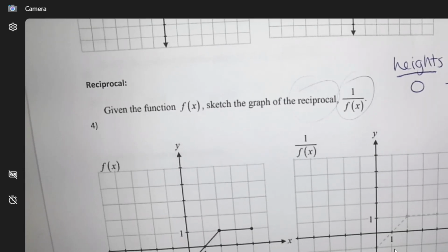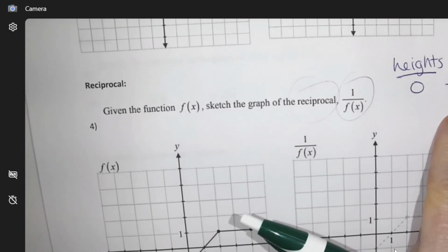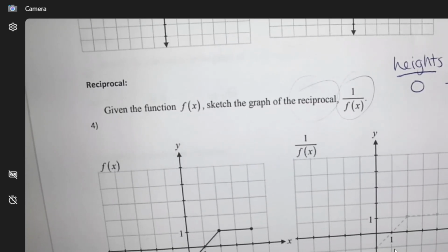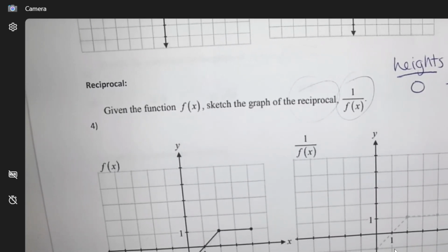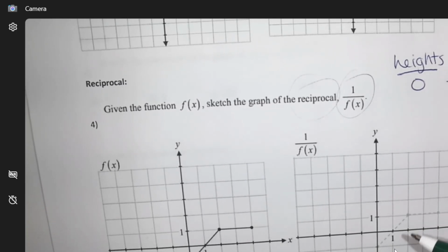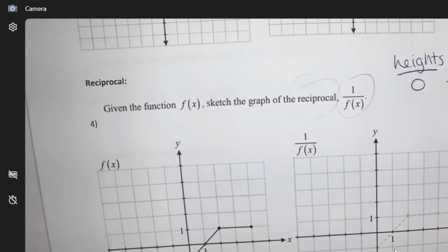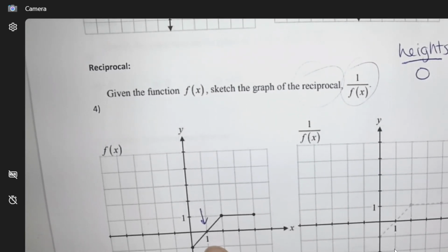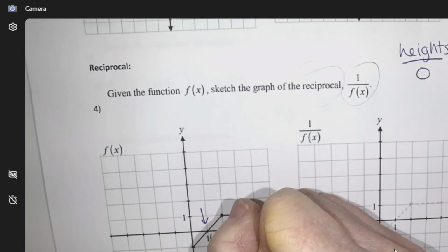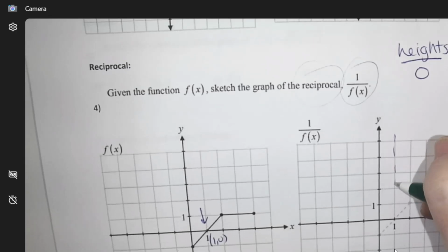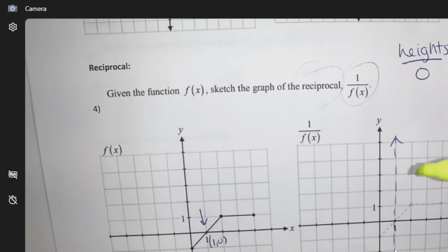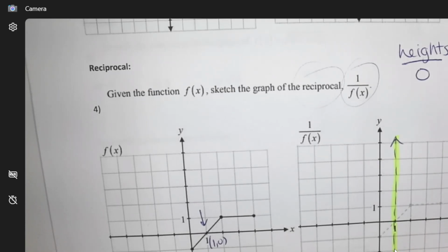What happens when you flip 0? What would you call this value? Undefined. How would you graph the number undefined? Asymptote. An asymptote? Okay, so where do you see a height of 0? At the coordinate 1, 0. So 1, comma, undefined.